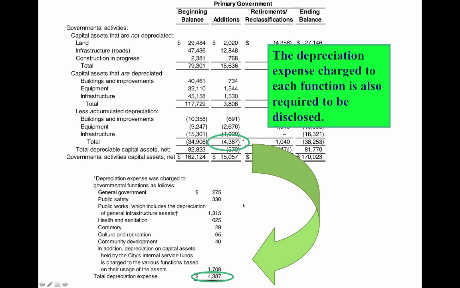But then you can also see how this depreciation expense is divided among the expense categories in the statement of activities. You can't see it, it's buried within those numbers with all the other expenses related to each of those programs and functions. But this note disclosure shows you how it's allocated among those programs.